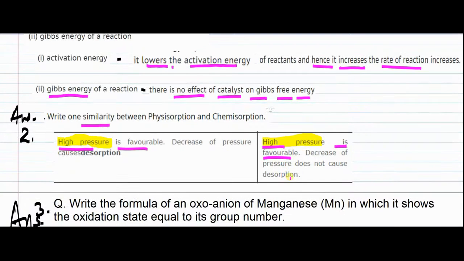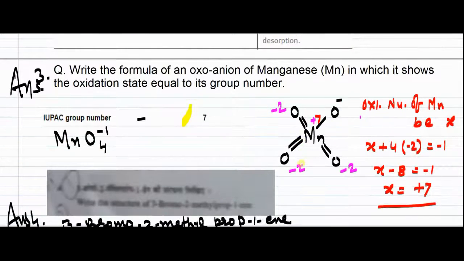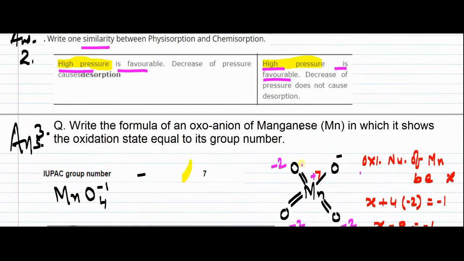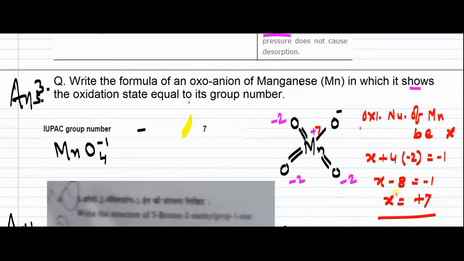Question number 3: write the formula of an oxoanion of manganese in which it shows the oxidation state equal to its group number. The group number of manganese is 7, and KMnO4, potassium permanganate, contains the MnO4 negative ion, the permanganate ion. The oxidation number of manganese is equal to plus 7.